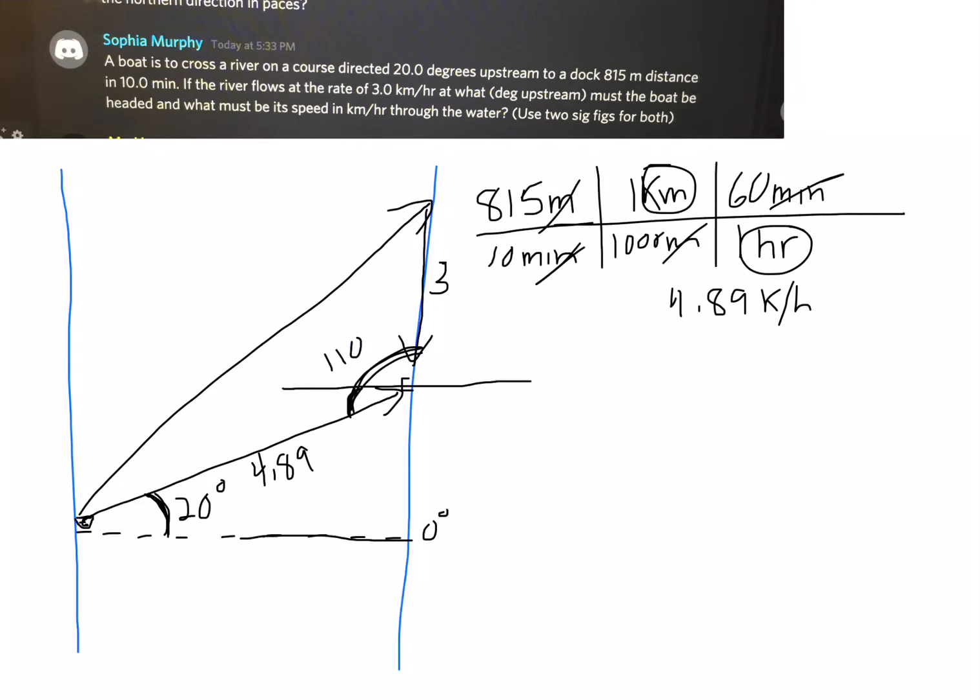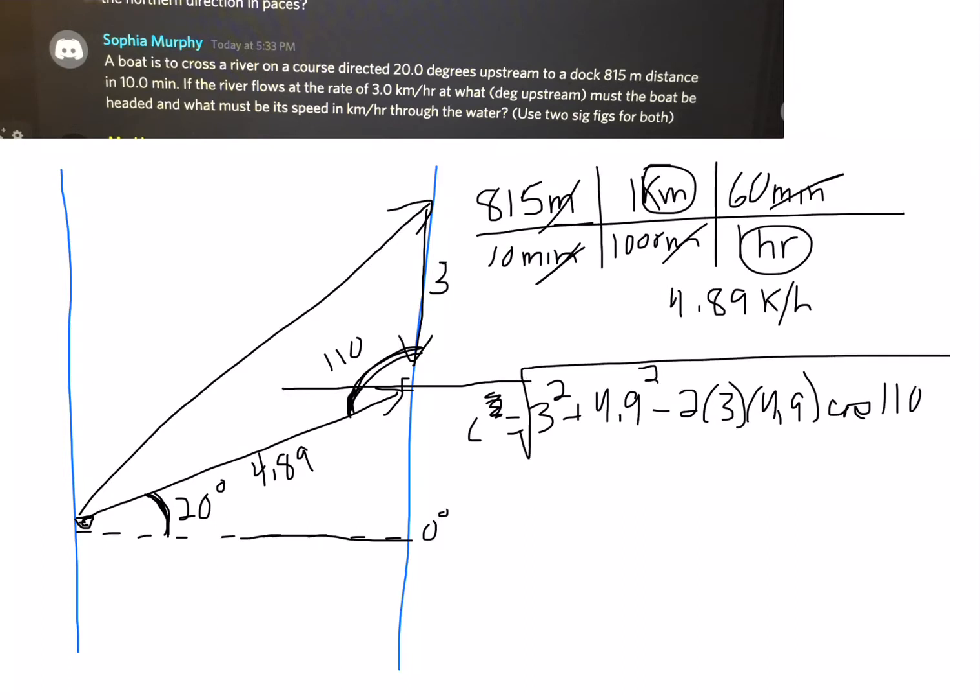So c squared would equal 3 squared plus, I'll just make it 4.9 squared, minus 2 times 3 times 4.9 times the cosine of the angle between the two legs, which is 110. To find c, we square root this whole thing. The vector comes out to be like 6 point something. We need 2 sig figs in this problem, don't we? Yep. So it's going to be 6.6 kilometers per hour, is how fast we need to be going along here. 6.6.